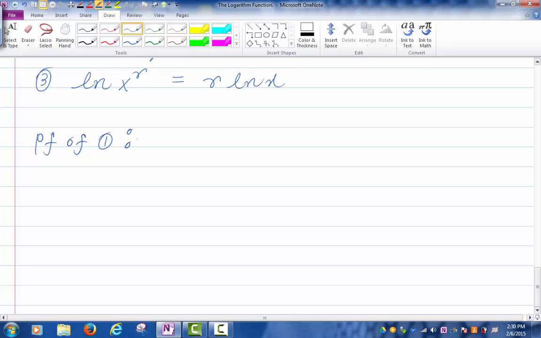So usually I don't give too many proofs, but there are some of them that I'm going to do because I think understanding those proofs gives you a better understanding of the concepts. So I want to prove law number 1. So in order to do that, I am going to do the following.